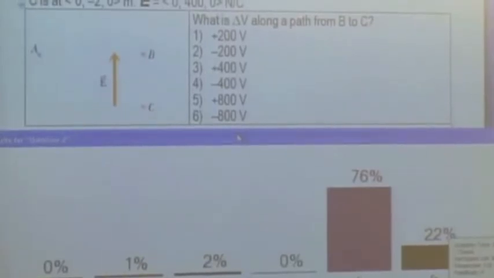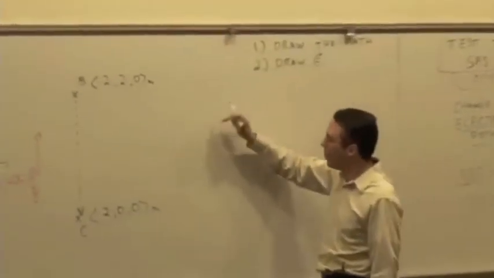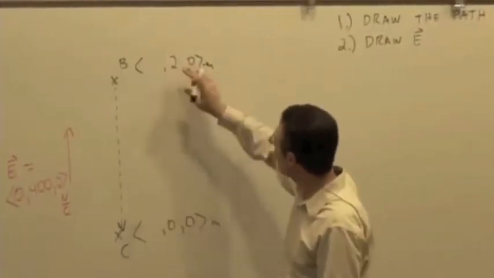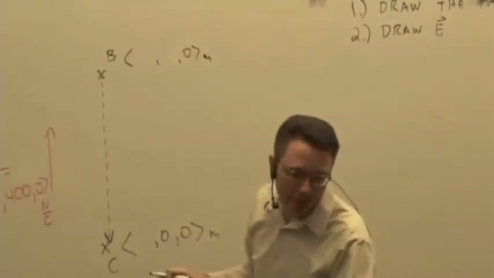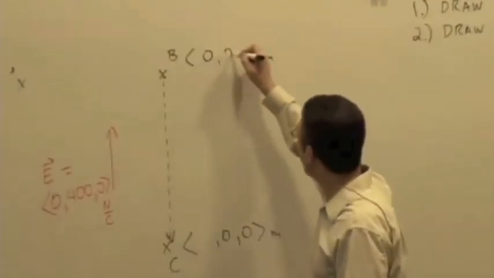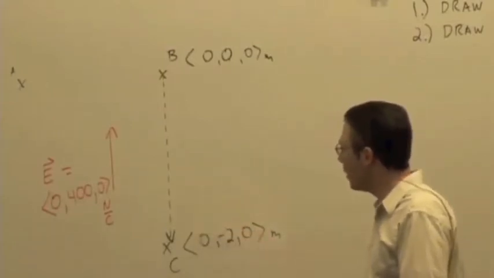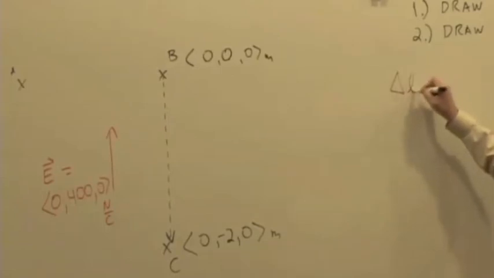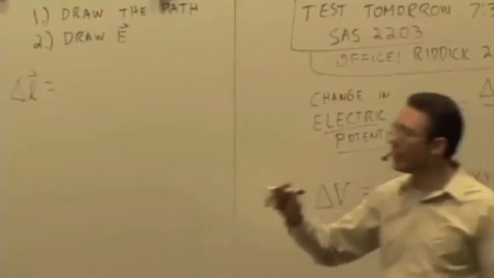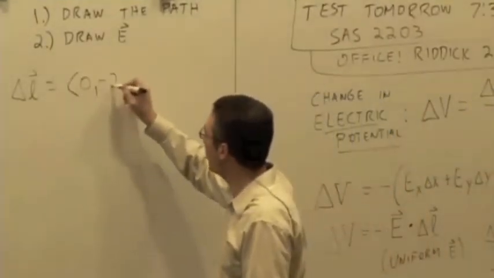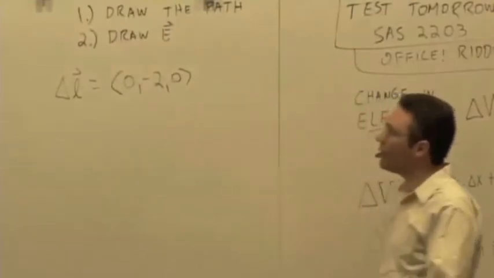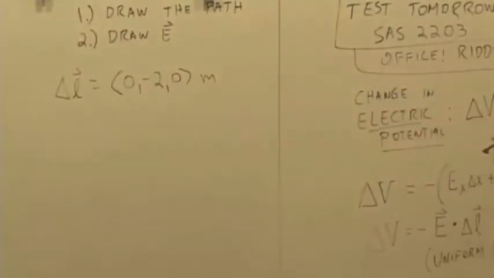Again, path vector points in the same direction because we're going again from B to C, but the electric field points up. So we changed the numbers here, but it's still going to work out to be the same path. B was 0, 0, 0, and C was 0, negative 2, 0. So the delta L is still going to be C minus B, right? Final minus initial. So we have 0, negative 2, 0, minus 0, 0, 0. So it just gives us, again, a path vector pointing downward.